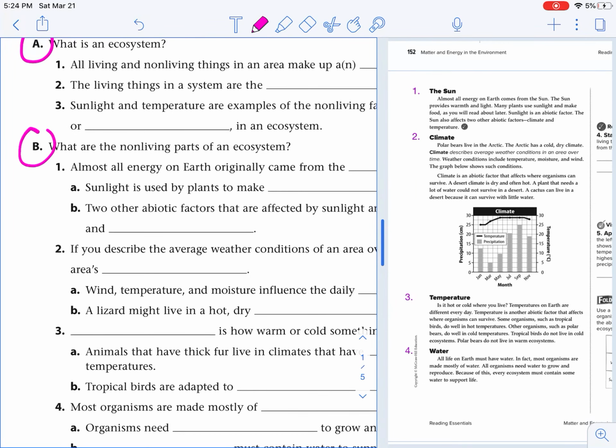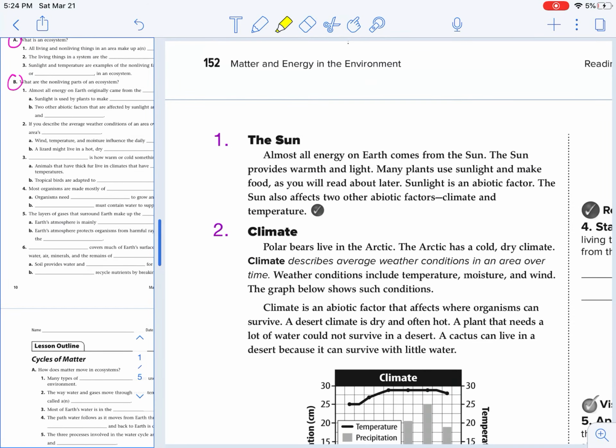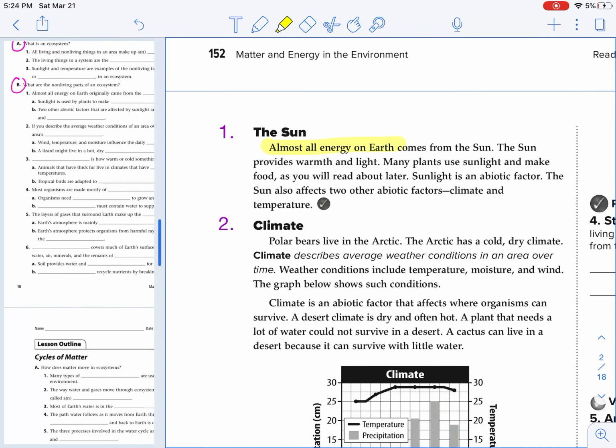What are the non-living parts of an ecosystem? So number one, we're going to find that in the sun here. Almost all of the energy on Earth comes from the sun. Almost all. We're going to learn a little bit later, in the next chapter actually, that some of the energy for things on Earth comes from a process called chemosynthesis, way down deep at the bottom of the ocean where there is no sun. So we can't say that all of the energy, it's going to be almost all. But really, almost all of our energy on Earth comes from the sun.